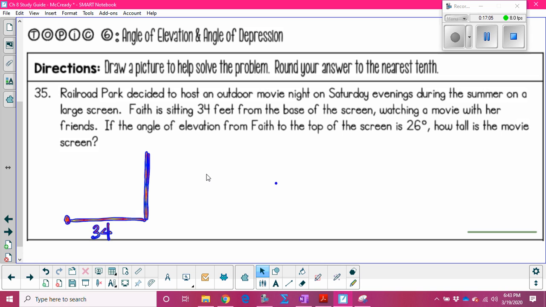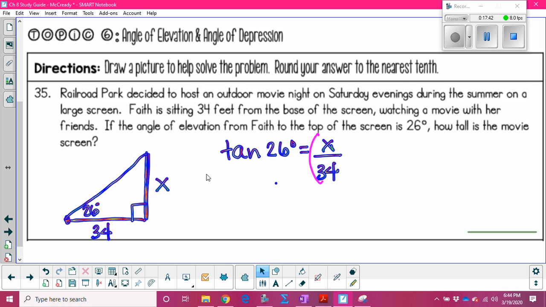Okay, so she's watching the movie with her friends. And so the angle of elevation from Faith to the top of the screen is 26 degrees. Here's Faith. Here's her view to the top of the screen. And that is 26 degrees. Okay, so the question is, how tall is the movie screen? You have an angle, the side that is adjacent to it, and the opposite side. So you have opposite and adjacent, so you're going to use tangent. So you have the tangent of 26 degrees equals the opposite side x over the adjacent side 34. Okay, so to solve this, you multiply both sides by 34.